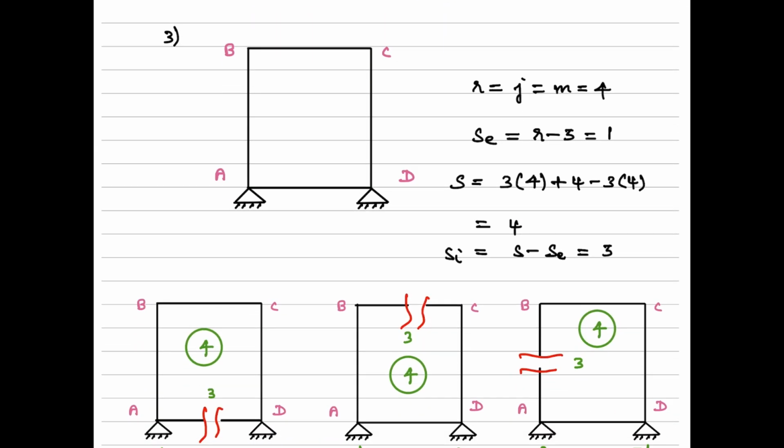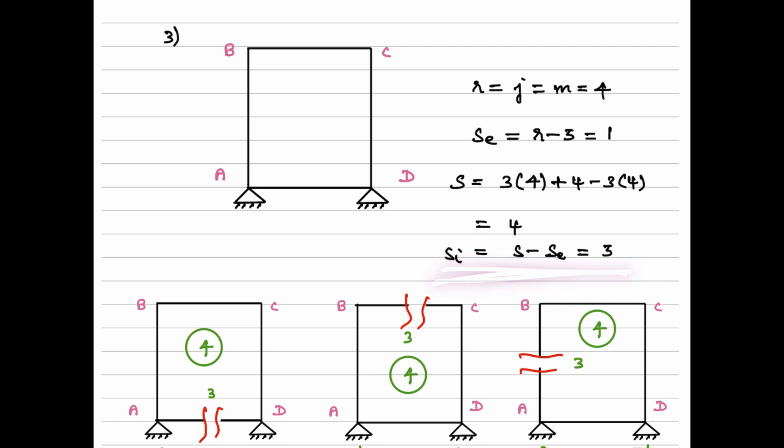Fine. Then we'll move on to the third problem that we see here. So here R, J, and M are all 4. So if we use the formula SE equal to R minus 3, we get a value of 1. Just a visual inspection makes clear that there is one excessive reactive component, which means the external indeterminacy is 1 in this case. Then we can use the formula as we have for S, which gives a value of 4. If we subtract SE from S, it gives SI, which is the internal static indeterminacy. So if we use the formula, we see that SI equals 3 in this case.